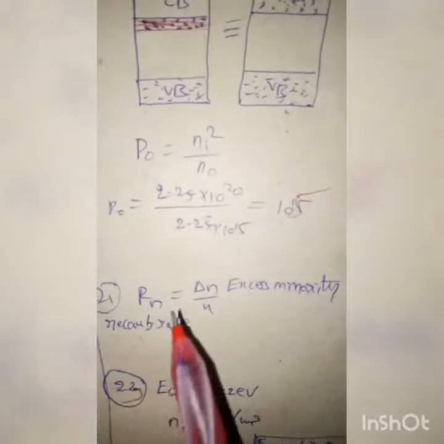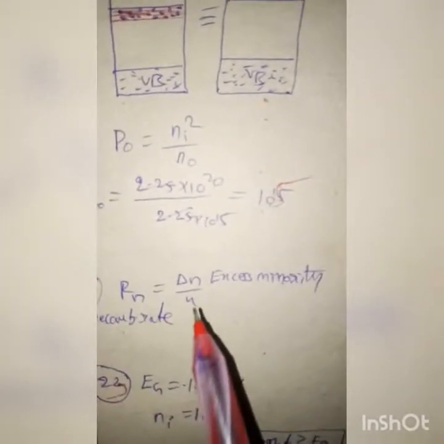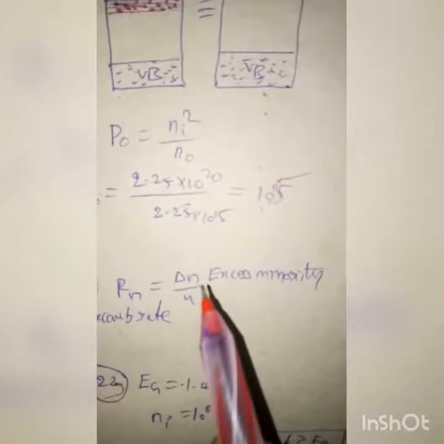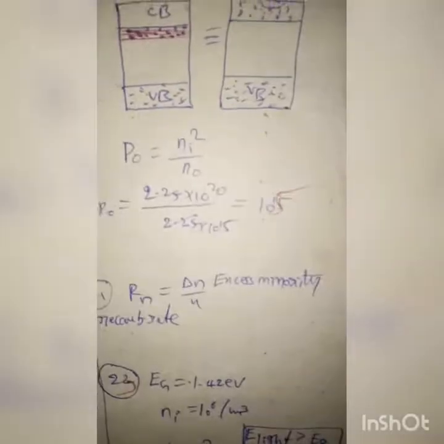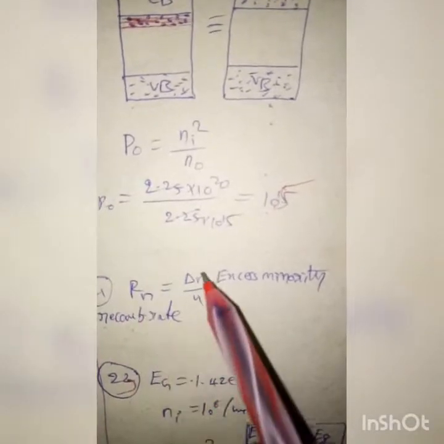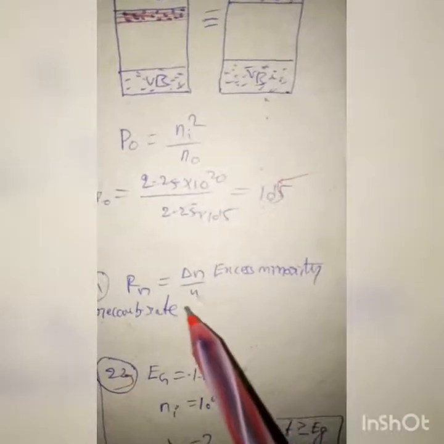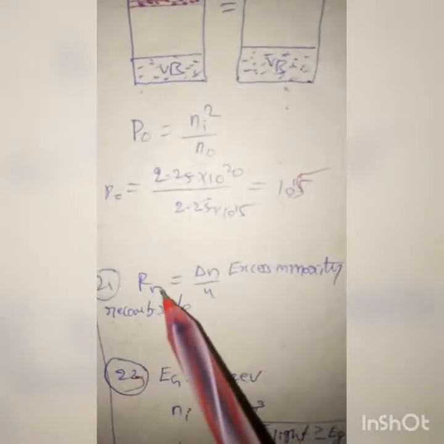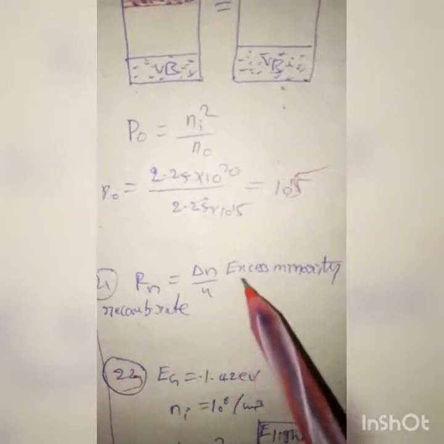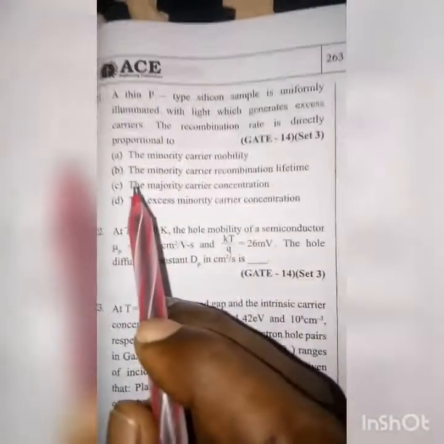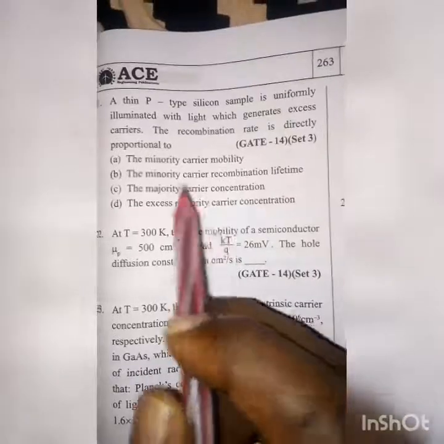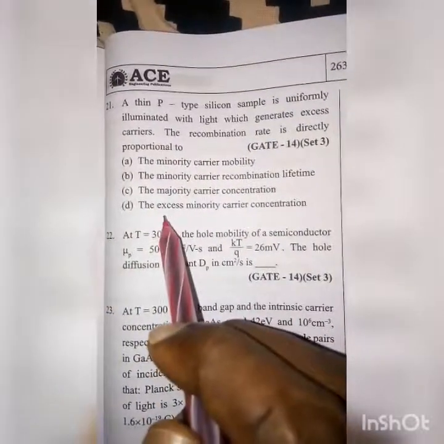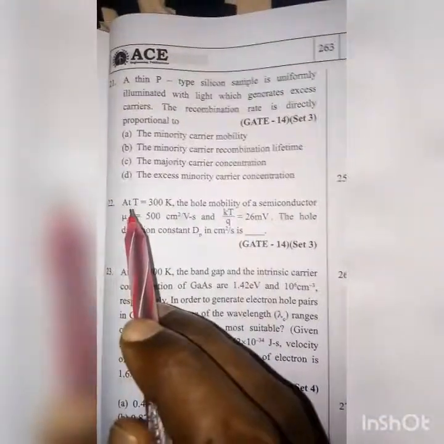Recombination rate is equal to delta n by tau. This is the carrier lifetime. Delta n means excess minority carriers. So recombination rate is directly proportional to excess minority carriers and inversely proportional to carrier lifetime. See the options. Excess minority carrier concentration is directly proportional. Answer is D. Move to the 22nd.